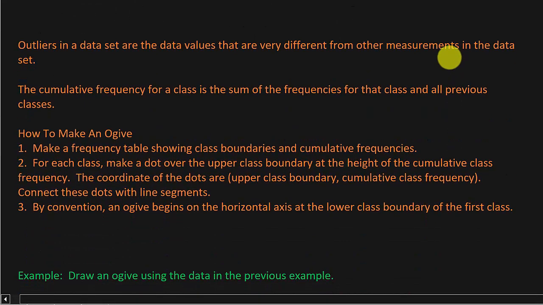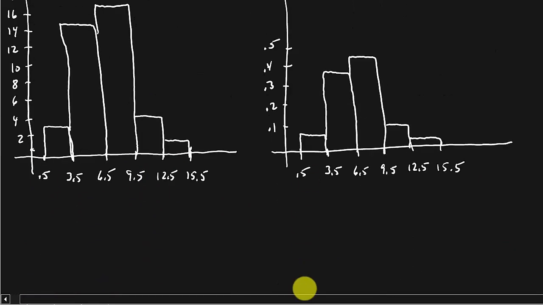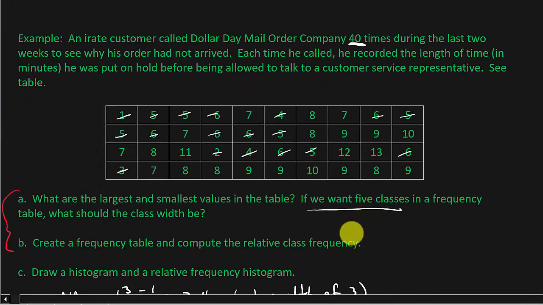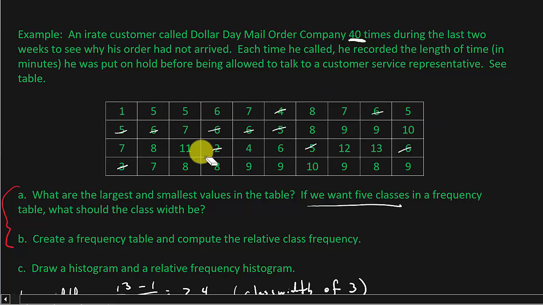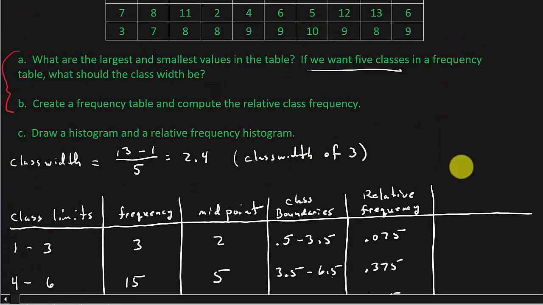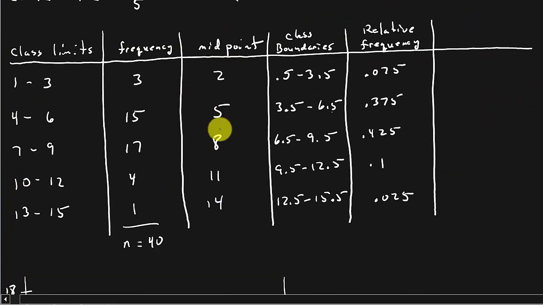All right. So we got some more definitions here, and we got one last example. Outliers in a data set are the data values that are very different from other measurements in the data set. What that means is, let's go back to this example up here, and I'll explain what an outlier is. Let me see if I can erase all these marks. You have all this data here, and you can see we're going from 1 to 13. Looking at how this is filled in, we have a good range of numbers between 1 and 13 or 1 and 15, whatever.